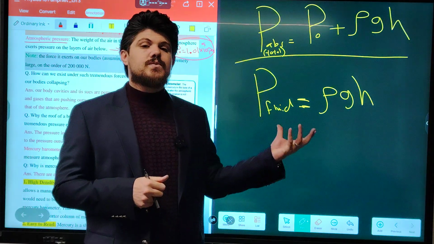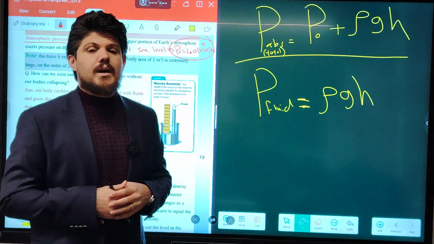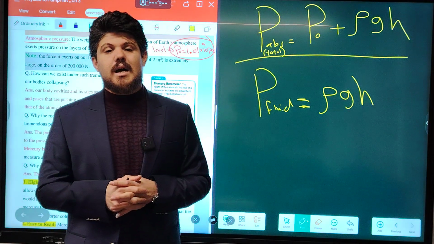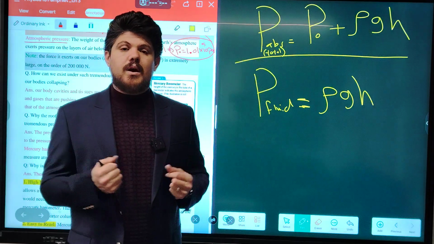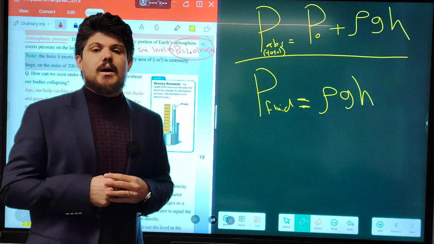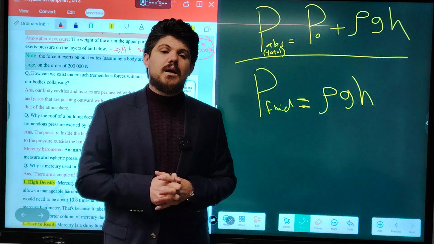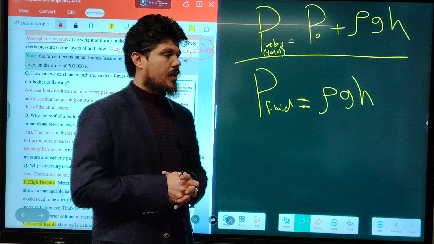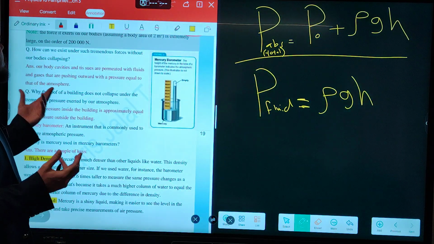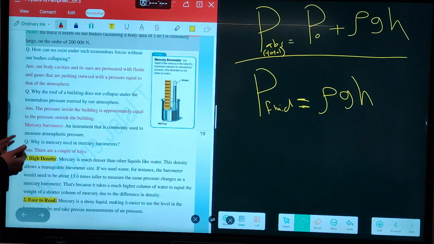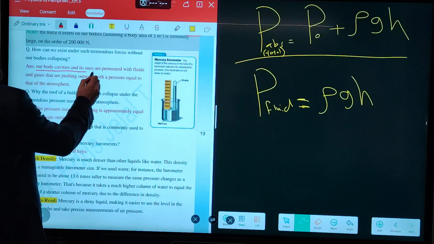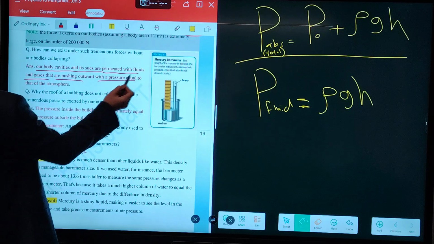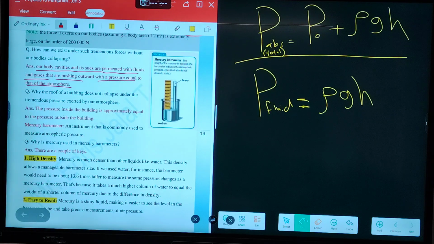And the atmospheric pressure is equal to the inner pressure of our body that is produced by the cells, because inside our cells and tissues there is a liquid part, a fluid, which is the cytoplasm, and the other organelles can stream in the cytoplasm inside the cell to do their functions. How can we exist under such tremendous forces without our body collapsing? As I told you, our body cavities and tissues are permeated with fluid and gases that are pushing outward with a pressure equal to that of the atmosphere.